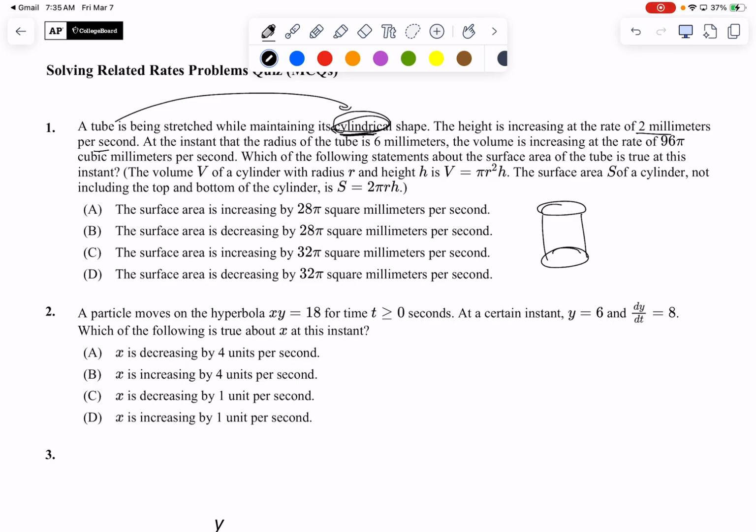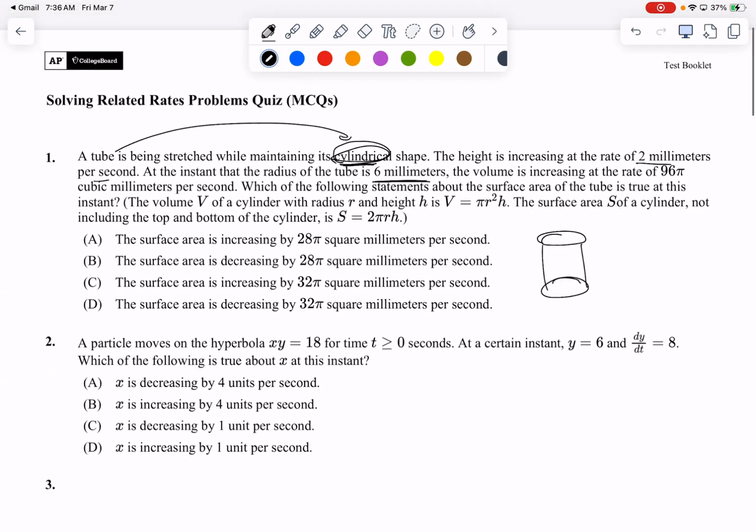At that instant, the radius is 6 millimeters. Now, what do you know about the radius for a cylinder? If you look at a cylinder, what do you know about the radius? No matter what's going to happen when you stretch this tube, is the radius changing? Yeah, so you're going to change the radius and you're going to change the height. The volume is increasing at a rate of 96 cubic millimeters per second.